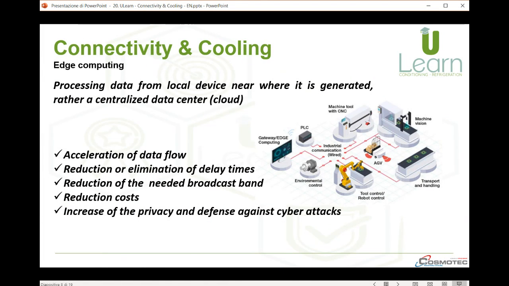Now let's see edge computing. It is the processing of data from local devices near where it is generated, rather than in a centralized data center or cloud. Edge computing allows an acceleration of data flow, a reduction or elimination of latency times, a reduction of the needed bandwidth, and a reduction of cost, increasing privacy and defense against cyber attacks.